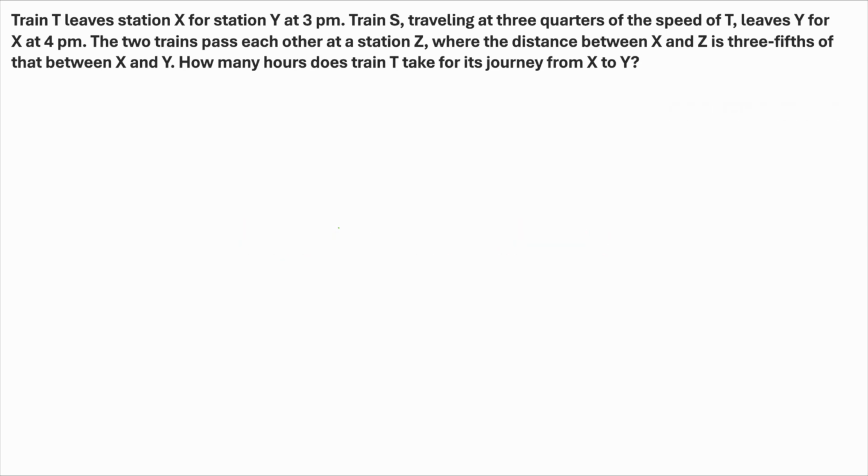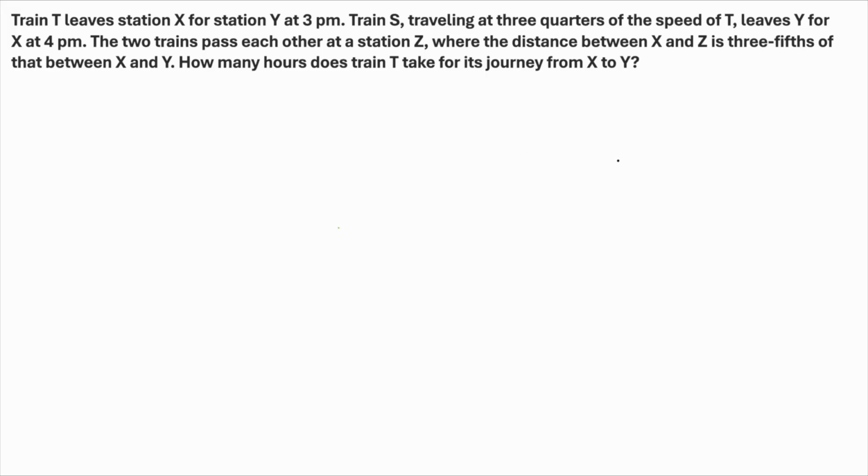So the question reads, train T leaves station X for station Y at 3 p.m. Train S, traveling at 3/4 of the speed of T, leaves Y for X at 4 p.m. The two trains pass each other at a station Z where the distance between X and Z is 3/5 of that between X and Y. How many hours does train T take for its journey from X to Y?